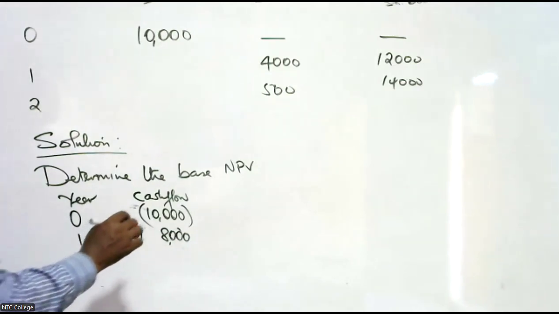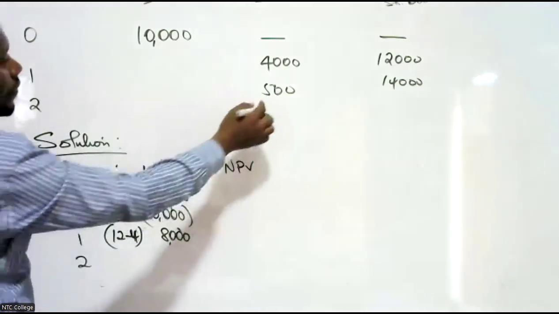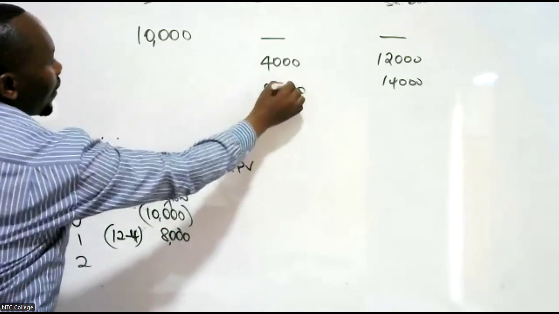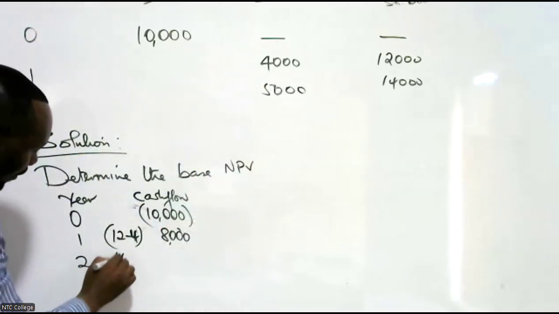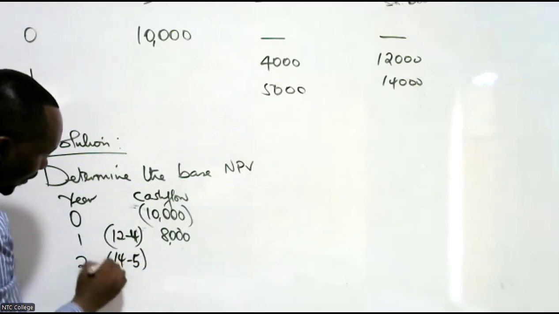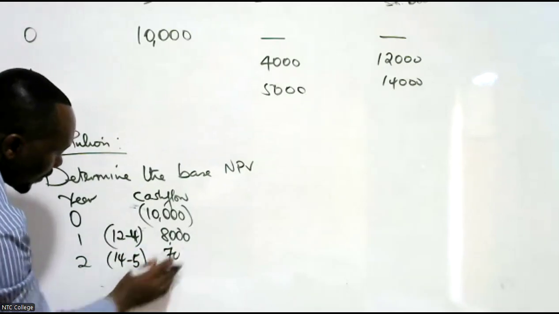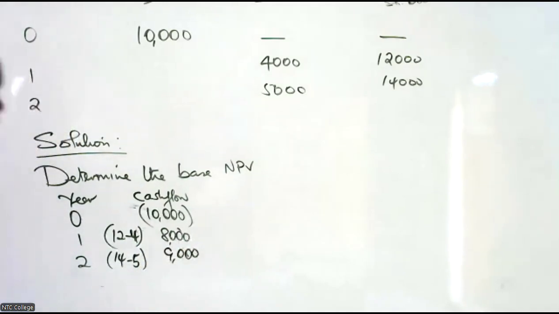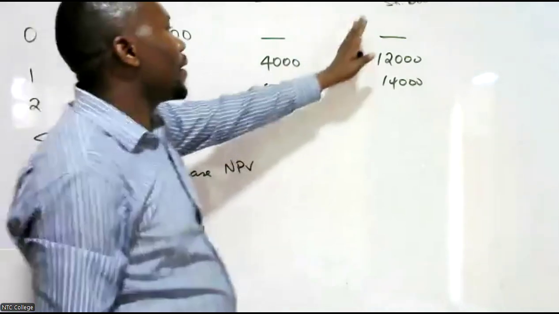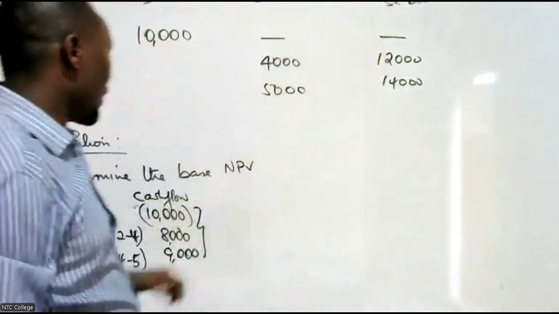It's the same way in year two, this is actually 5,000. So we have 14 minus 5. So that we have 7. Is it 7? No, 9. Yeah. So 9. It is this one that we can now discount to get our NPV. These are the free cash flow. So it is the total cash flow minus the costs.